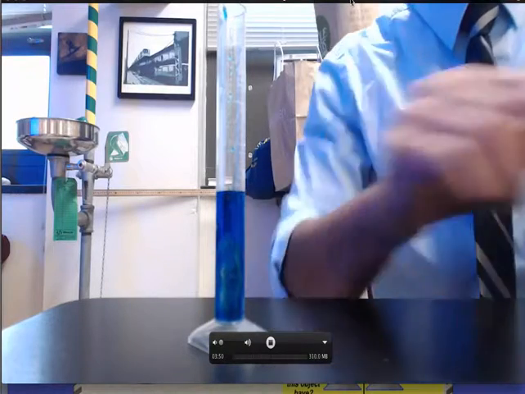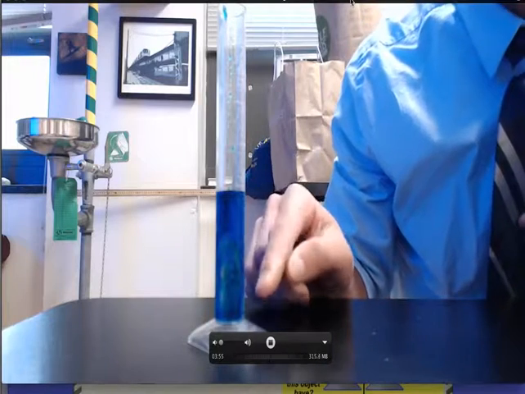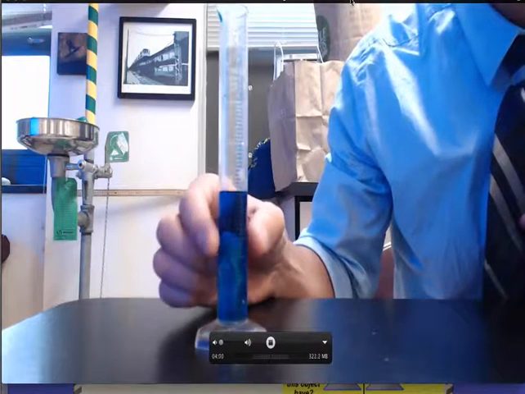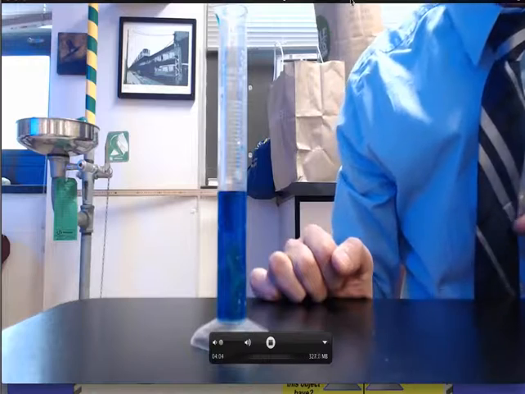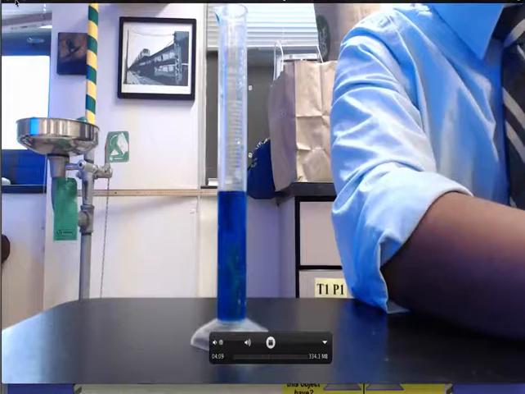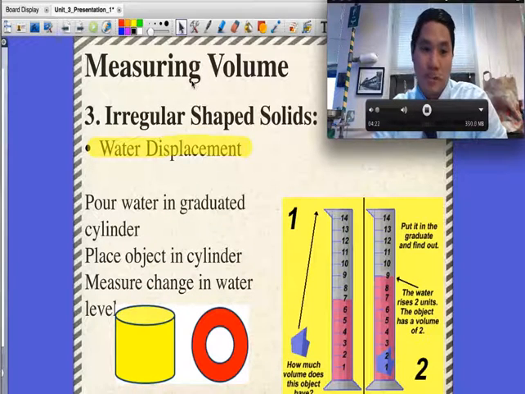That's how you would find the volume of an irregular shaped object. You still need to use a graduated cylinder, but you need to find how much the water level rises. And those are the 3 different methods you can use to find the volume: length times width times height, using a graduated cylinder, and water displacement.